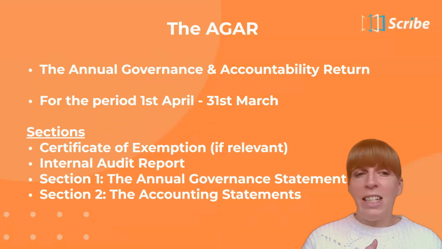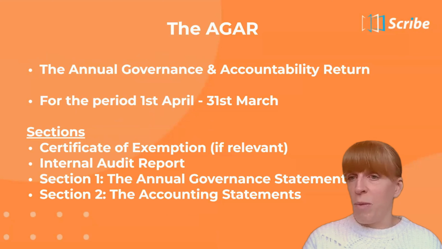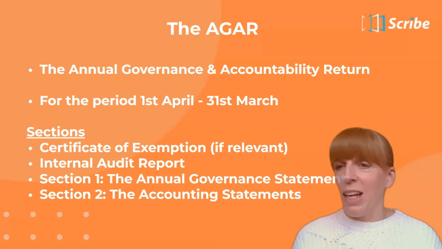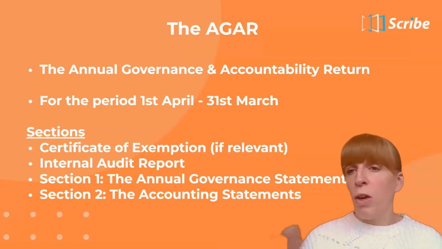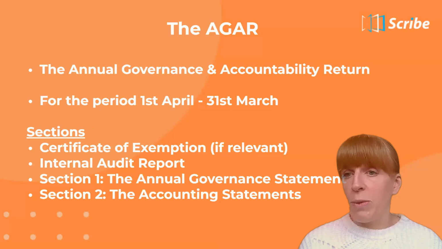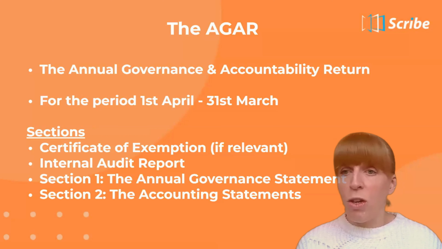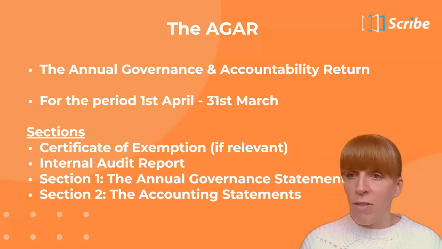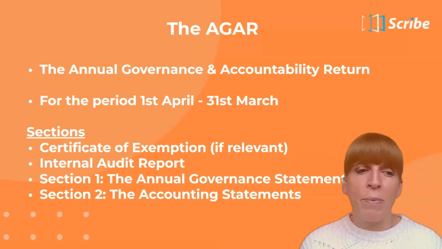So the AGAR is the Annual Governance and Accountability Return for the period the 1st of April to the 31st of March. So obviously this is why we're all here. The 31st of March is rapidly motoring towards us now. If you have no prior knowledge of this at all, then I definitely recommend that you have a look on your council website, because your AGAR should be published there. So you can go and have a look at what's been completed previously, as a starting point to see what's happened previously.